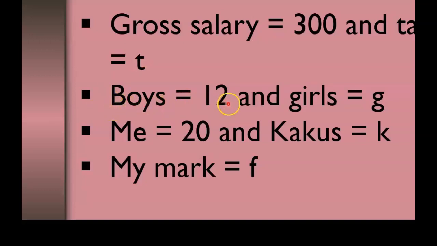If the boys are 12 and the girls are unknown, G can be used to represent the number of girls. K can be used to represent Kaku's age. And F can be used to represent the mark I scored in math. These unknown letters are known as variables. So we can say that x and y are variables. In our case, t is a variable, g is a variable, k is a variable, f is a variable. Sometimes Greek letters are used. We use alpha, beta, gamma, theta, and so on and so forth.